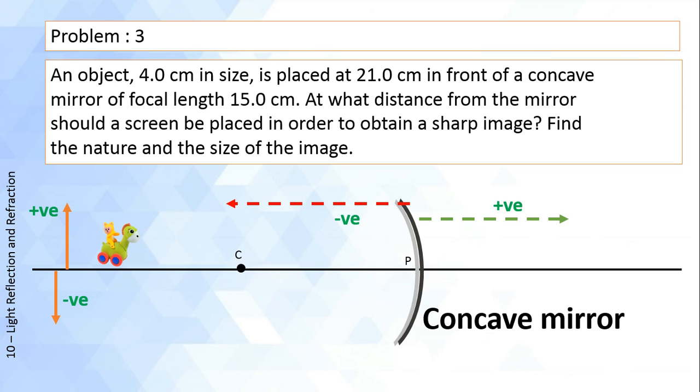In this video, we are going to learn about the nature of the image formed by an object that is placed between C and F.